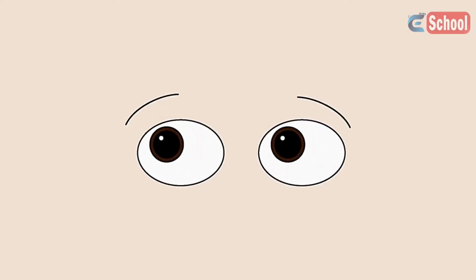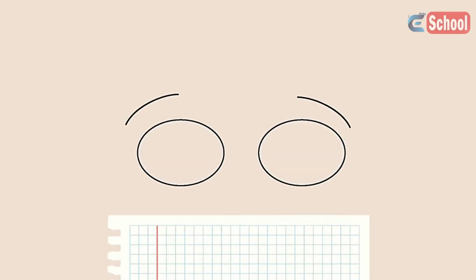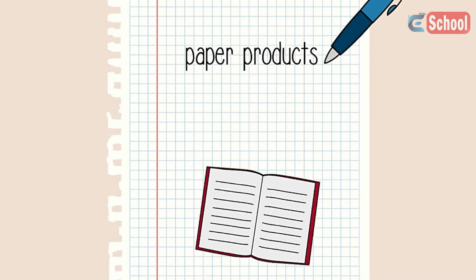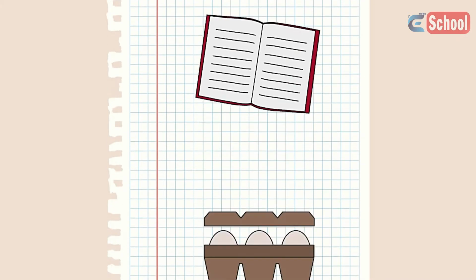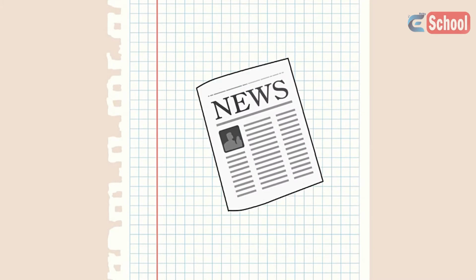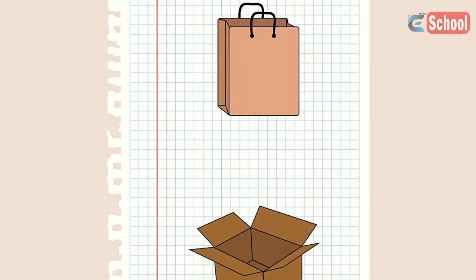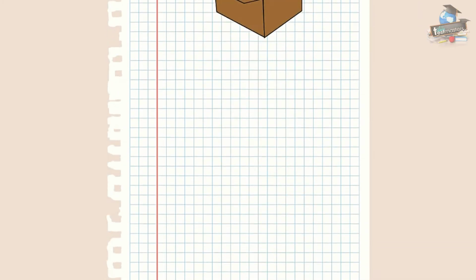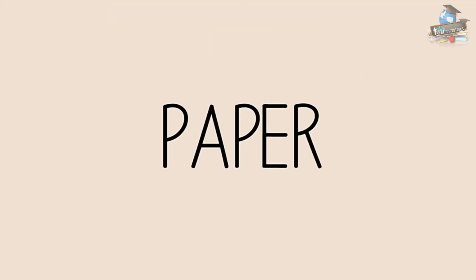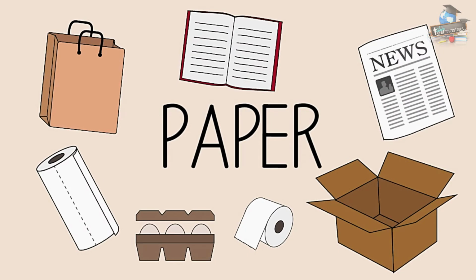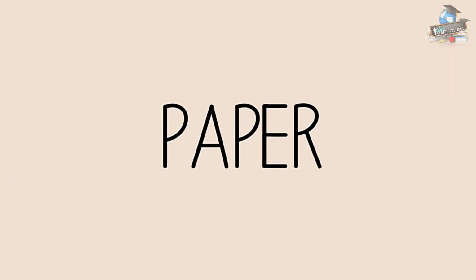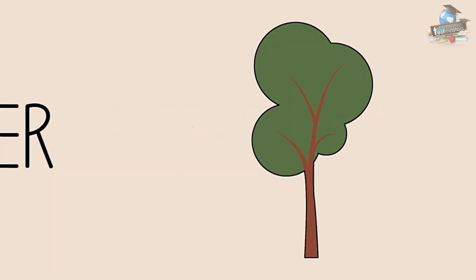Look around you. There are so many paper products, from the sheets of paper that you write on, to the pages of your textbook, to ink cartons, to newspapers, to certain grocery bags, to cardboard boxes, and the list continues. The important fact here is that paper is an essential part of our lives. You may know that paper usually comes from trees.